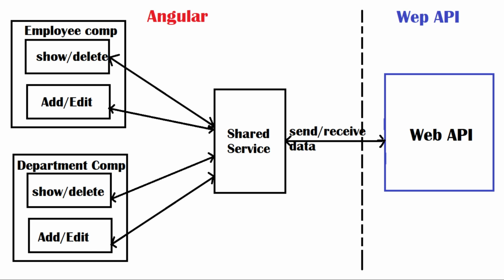We have something called a shared service, whose main function is to send and receive data from the API. All the components that we are going to create will make use of this shared service file to send or receive data from the API.